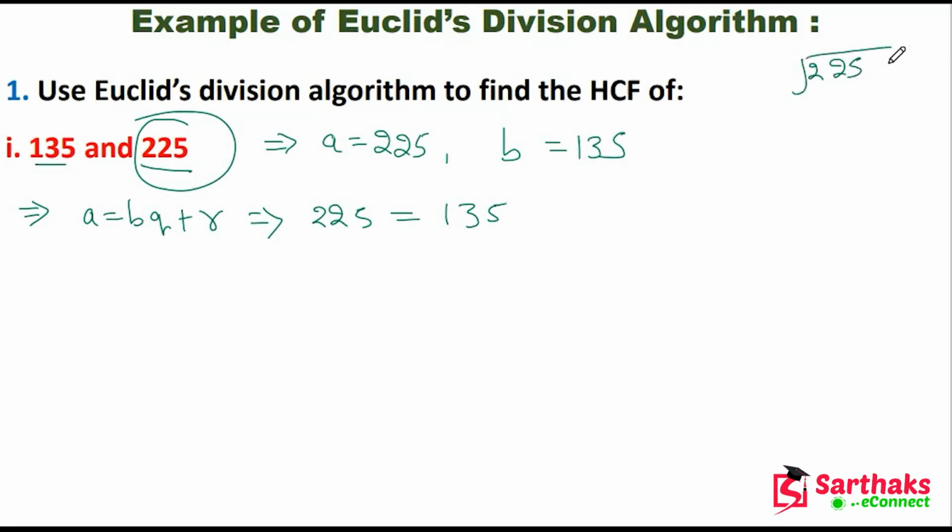225 divided by 135 gives 1, and here is 135. If we subtract, we get 90. So our quotient is 1 and our remainder is 90.